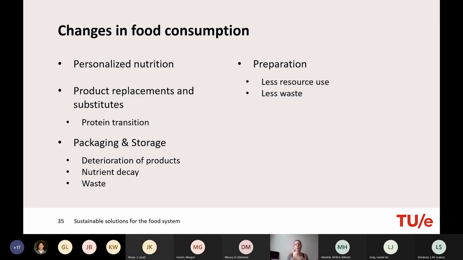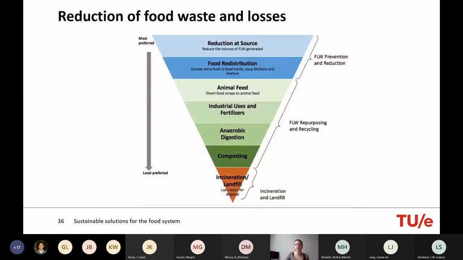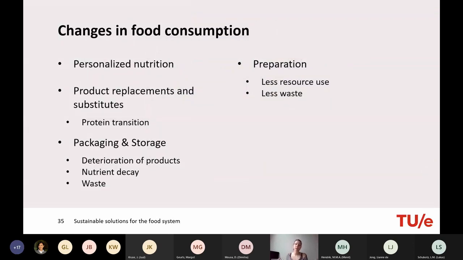There is more and more related to the packaging and storage of products, to avoid deterioration of products over time and also avoid nutrient decay and waste, in particular at the final stage or the household level, because that's of course where most value has been added to the product. So if we're losing things at the consumption stage, then we're basically wasting everything that's been put into the product beforehand. All the environmental input that has been caused is just thrown out, and we're not making any use of it.